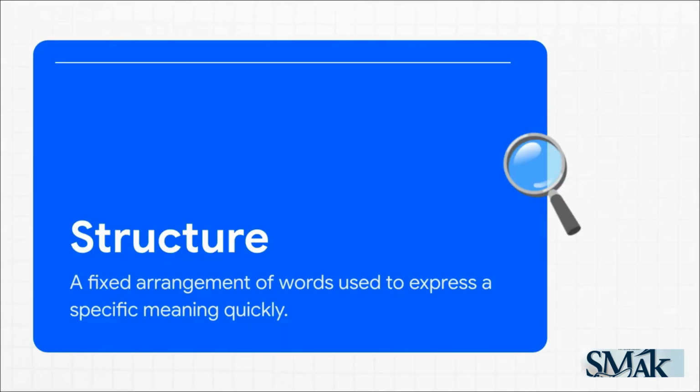Okay, let's dive into this. The secret weapon here is something called a structure. In spoken English, a structure is simply a fixed sentence pattern or arrangement of words used to express ideas clearly and naturally without overthinking. Think of it like a ready-made template. Instead of building every single sentence from scratch and stressing about all the individual grammar rules before you even open your mouth, you just plug your vocabulary right into these fixed, reliable arrangements.